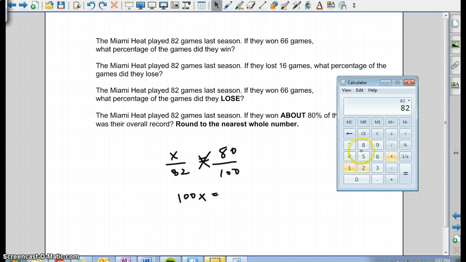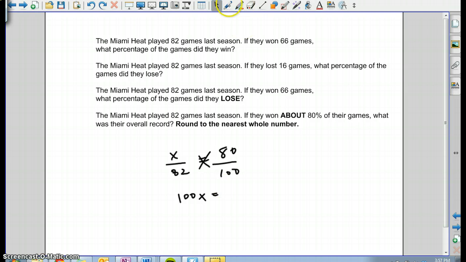82 times 80 divided by 100. Okay, 65.6. So if a student responds and they get 65.6, they're going to say, well, hey, Mr. A, they can't win 6/10 of a game.